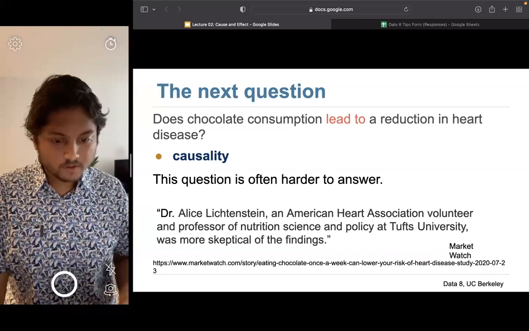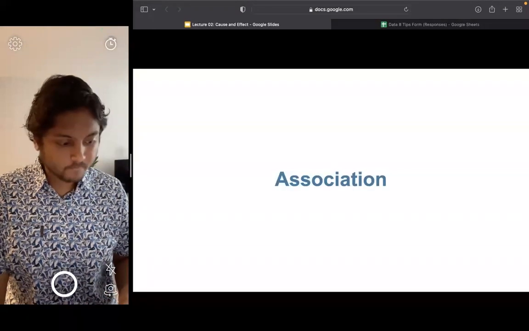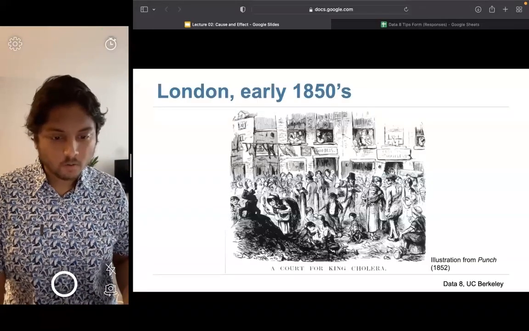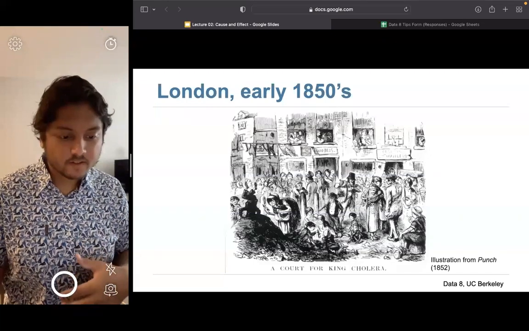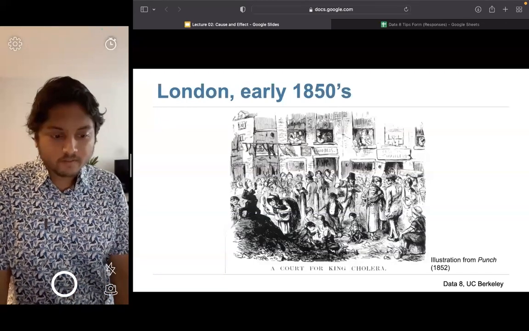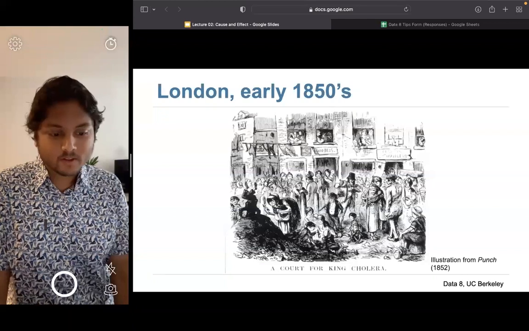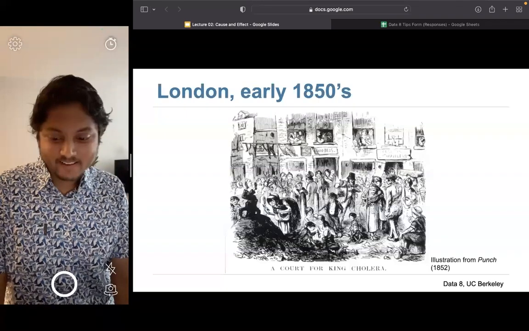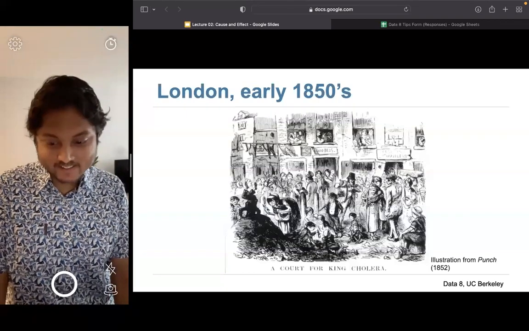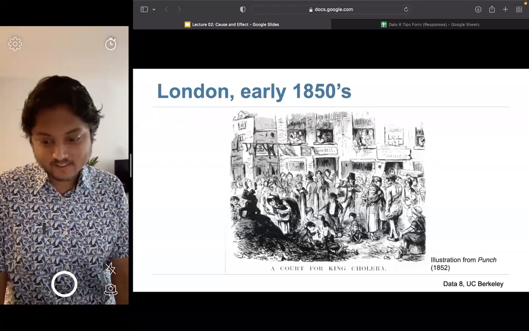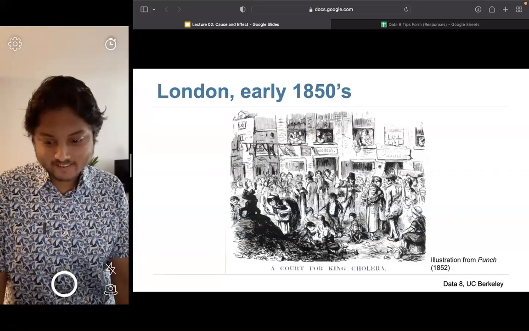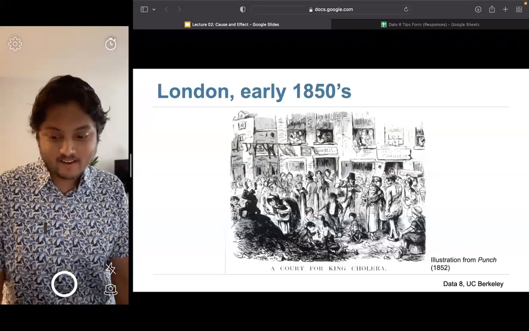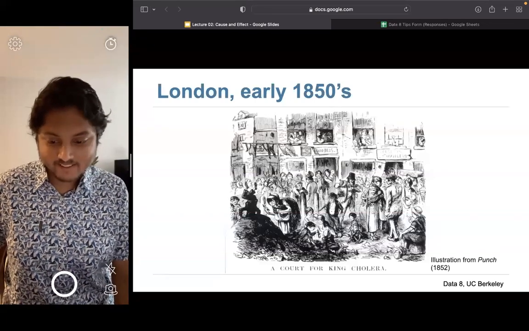Cool. So let's look at another example. We're going to start off with association, but we'll go to causation. So we're going to go back to London in the 1850s. When you think of London in the 1850s, what images come to mind? I mean, besides the one I'm showing you here, I guess. Gross, yeah, I guess. Diseases, rats, Charles Dickens, all fair. Cholera, yeah, a lot of you are going a little bit ahead here. Lord of the Rings, nice. These are really good.